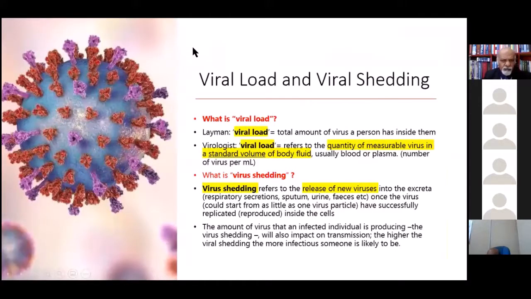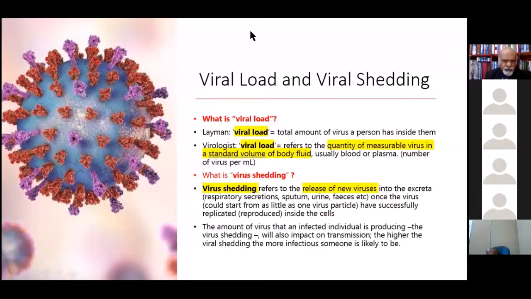So you have heard me talk about viral load, and also you may have seen it in different publications. So viral load, in terms of the layman understanding, is the total amount of virus that a person has inside them. But for the virologists, viral load is a specific term in medical virology which usually refers to the quantity of measurable virus in a standard volume of material, which is usually the blood or plasma. So it is usually measured in terms of number of virus particles per ml of blood. So we can measure it in terms of relative amount of virus or absolute amount of virus. So the outcome of infection, whether you get severely ill or only get a mild cold, can sometimes be determined by how much virus you actually have in your body.